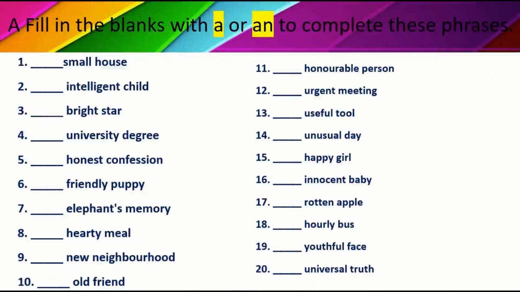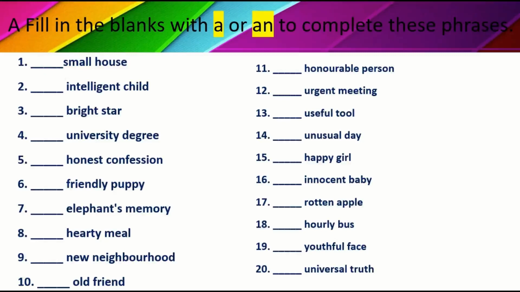Now, let's start with the exercise in the textbook. Fill in the blanks with a or an to complete these phrases. Now look at these sentences. We have to fill in the blanks with a or an. Dash small house. Look at the first sound of small. The first sound is the S sound. S is a consonant sound, so we have to use a.